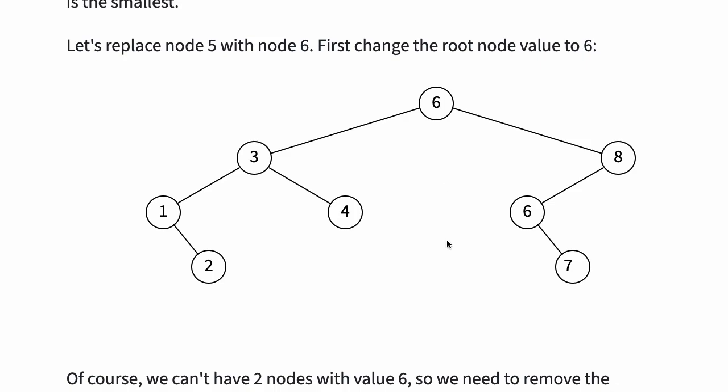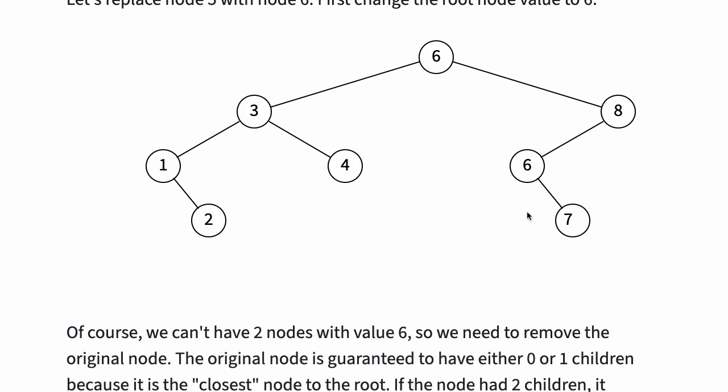Of course, we can't have 2 nodes with value 6, so we need to remove the original node. The original node is guaranteed to have either 0 or 1 children because it's the closest node to the root. If this node had 2 children, it cannot be the closest node because one of the 2 children would be between the root and the original node and thus be closer to the root.